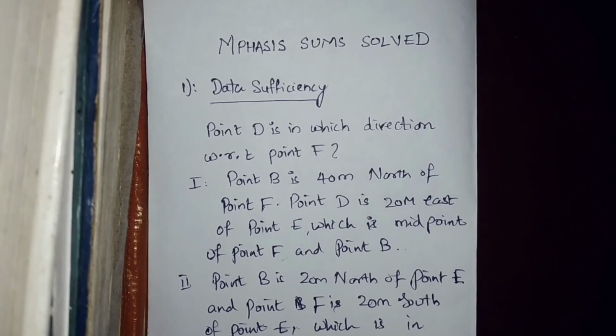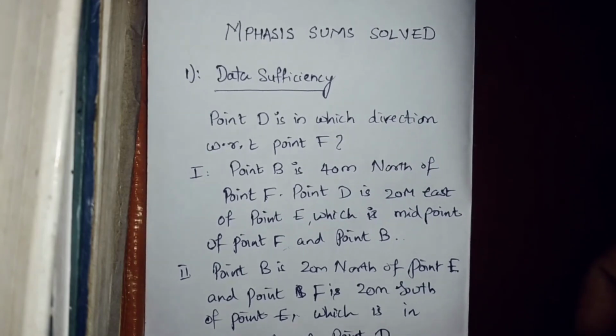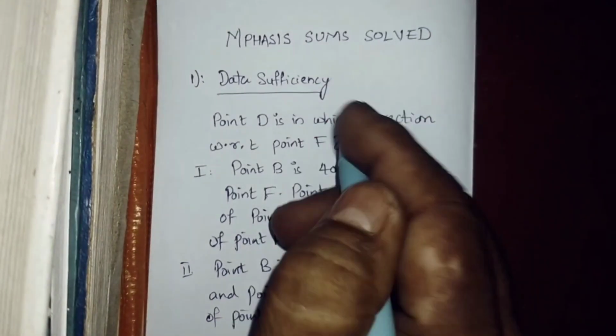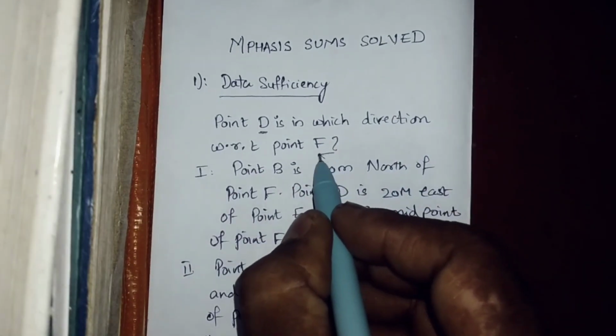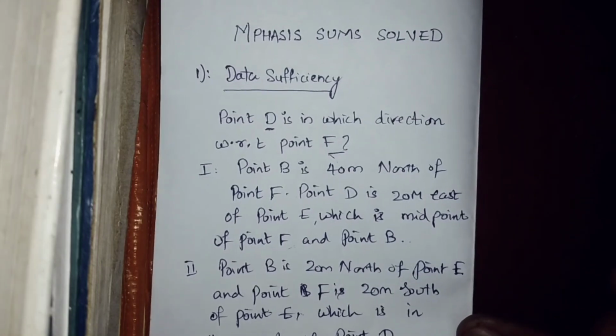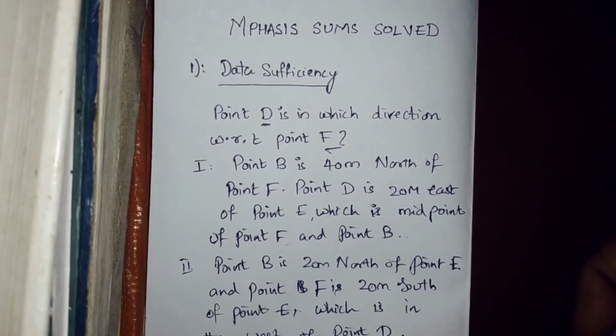Now let us see a few questions from Mphasis. Question 1, data sufficiency. Point D is in which direction with respect to point F? There are two statements given. Statement 1: Point B is 40 meters north of point F. Point D is 20 meters east of point E, which is the midpoint of point F and point B.